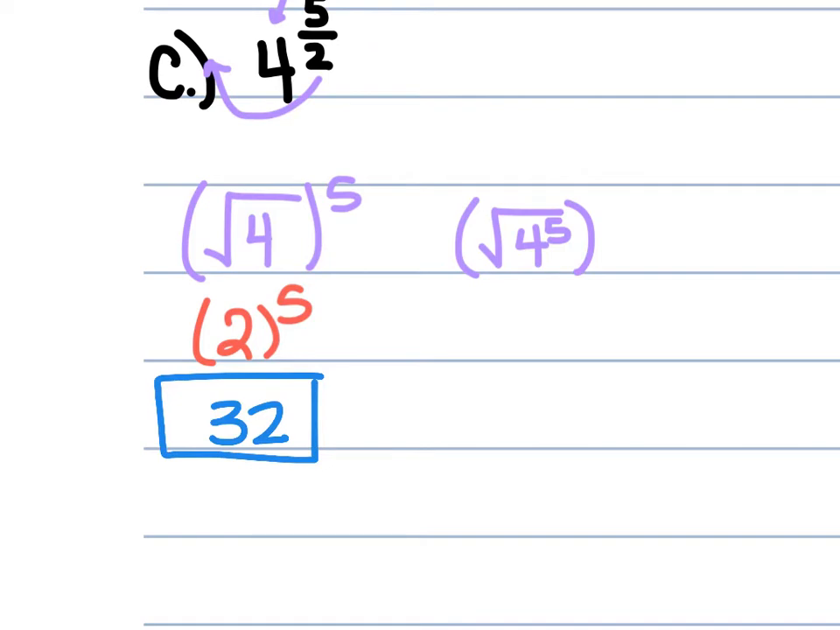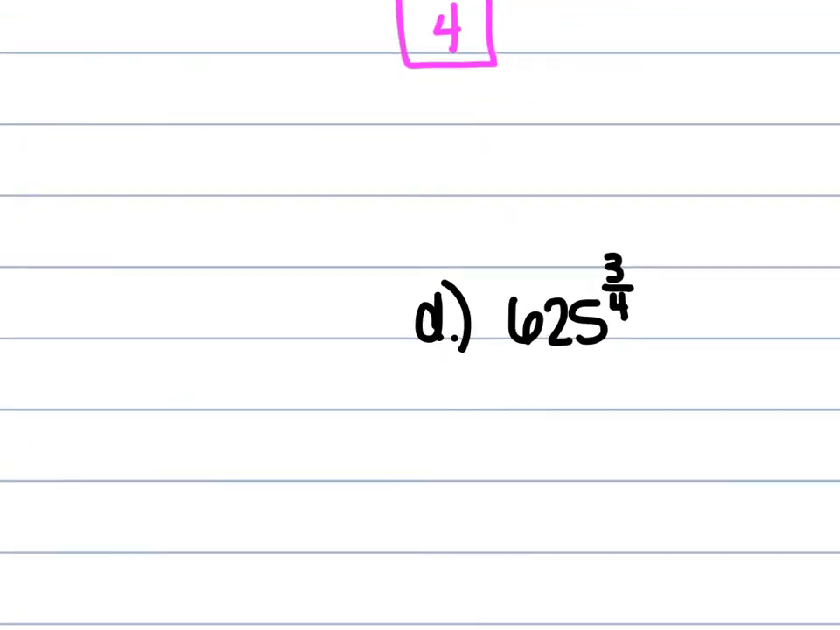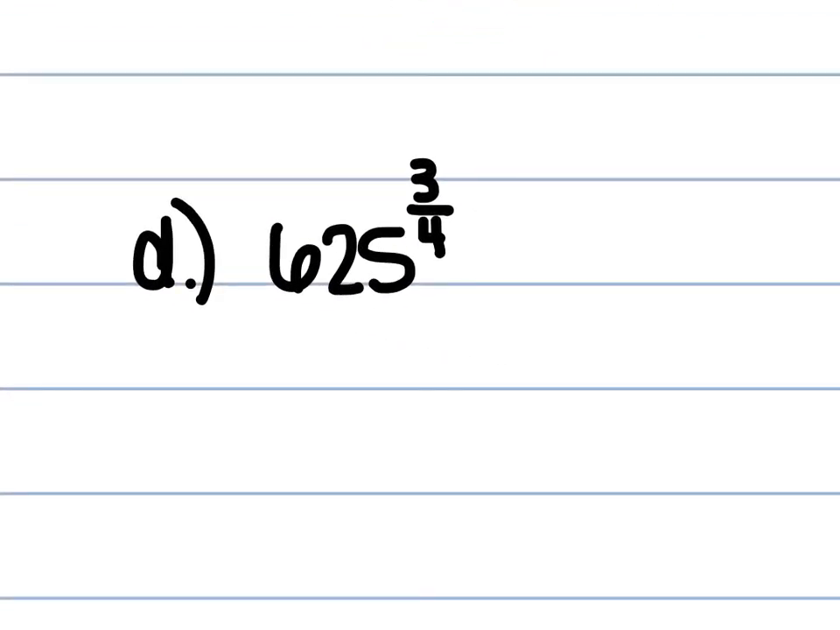If you did the other way, you'd have to do 4 to the fifth power, which is 1024. So this would be the square root of 1024. Then you take the prime factorization of that, which I really don't feel like doing right now, and then you'd work that way. Like I said, totally up to you, whichever way you want to do it. I just prefer doing it the first way that I just showed you. For D, we have 625 raised to the 3/4. So again, the 3 is going to stay with the 625. The 4 is going to be your index.